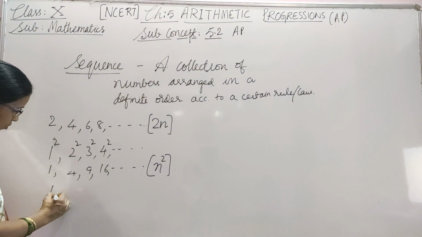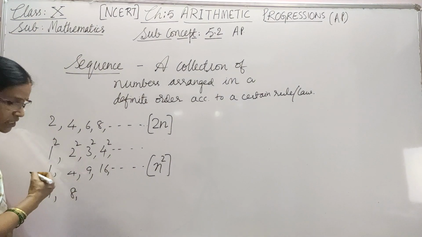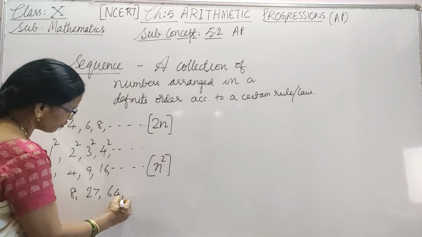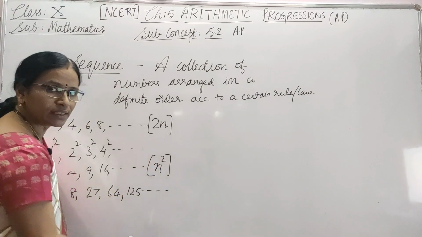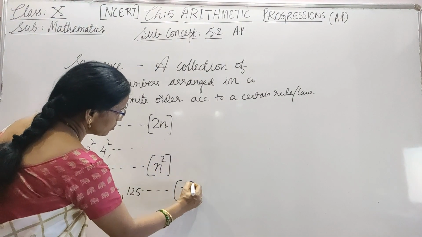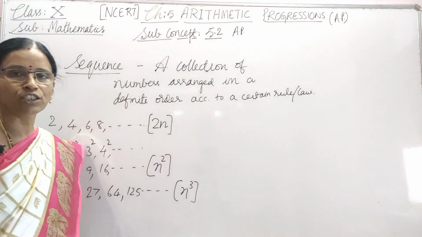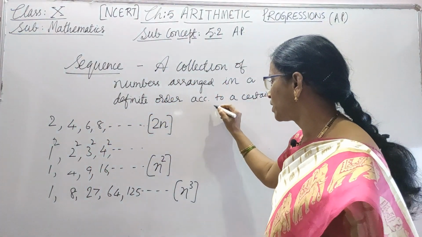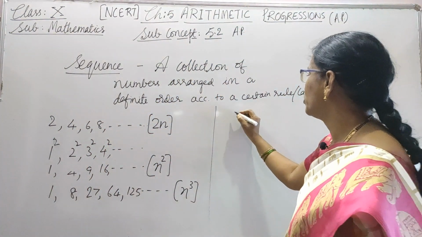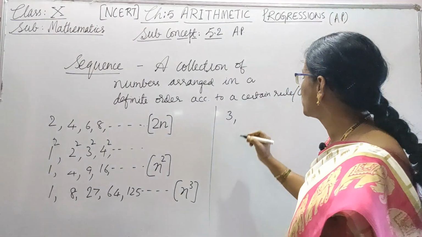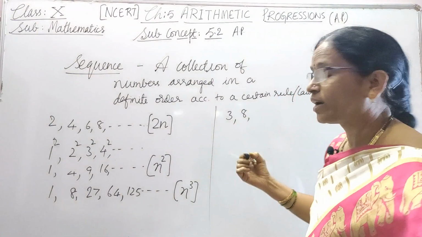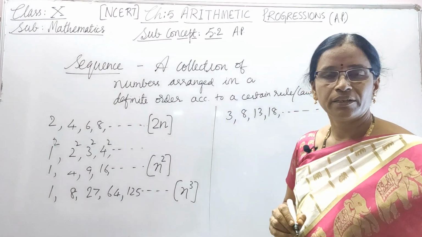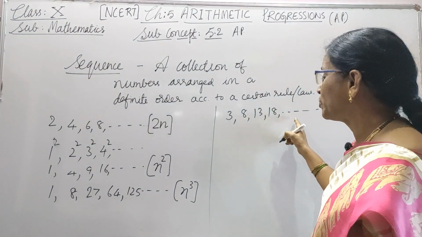Similarly, 1 cube is 1, 2 cube is 8, 3 cube is 27, 4 cube 64, 5 cube 125, like this. So the algebraic formula to generate these terms is n cube, isn't it? Let me take some more sequences. Like take for example 3, plus 5 is 8, 8 plus 5 is 13, 13 plus 5 is 18, like this, right? So this is a special sequence.